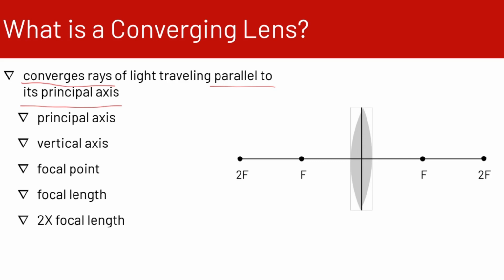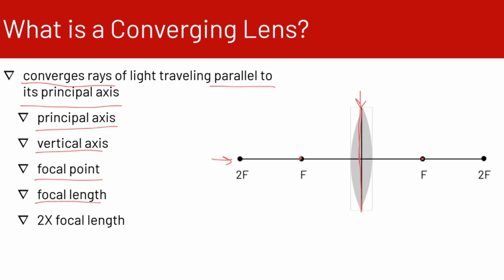So we have some important points on a converging lens. We have the principal axis, which is this line right here. We have the vertical axis, which is this line right here. This is in the middle of the lens itself, the vertical axis. We have the focal point. There's two focal points for each lens. Those are on either side of the lens itself.